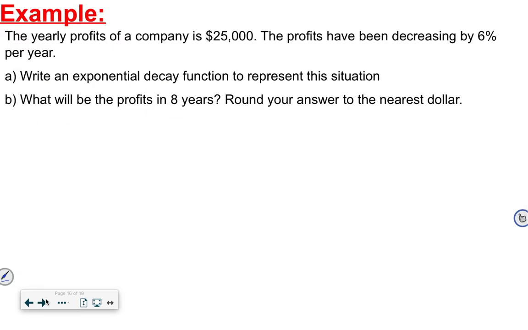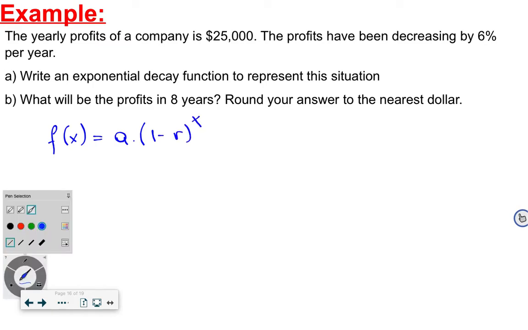Next. The yearly profits of a company is 25,000. The profits have been decreasing by 6% per year. Write an exponential decay function to represent this situation. First, remember that f of x is equal to a times 1 minus r to the power x, the exponential decay formula. r stands for decay rate, not ratio. 1 minus r stands for decay factor.